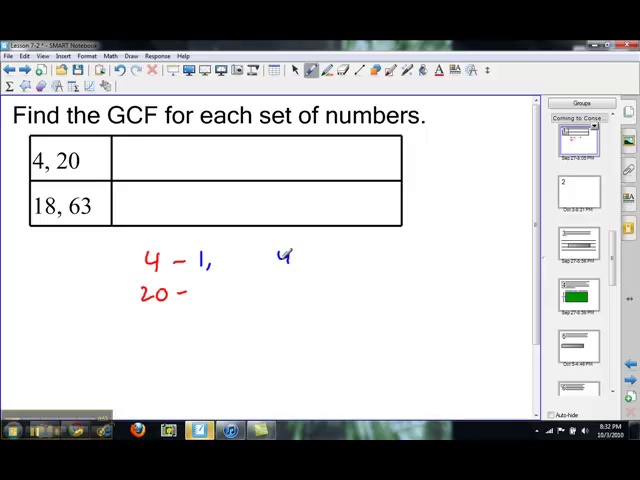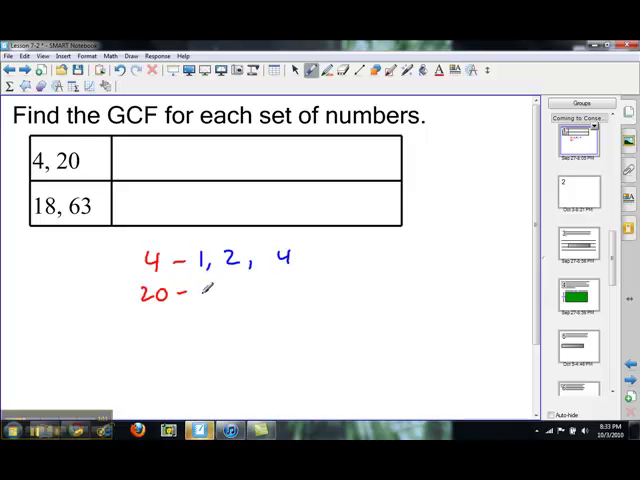So 1 times 4. And I know that 2 times 2 equals 4. Well, there's no numbers in between 2, so once I know that 2 is my factor, I'm done. 1, 2, and 4 are factors of 4.